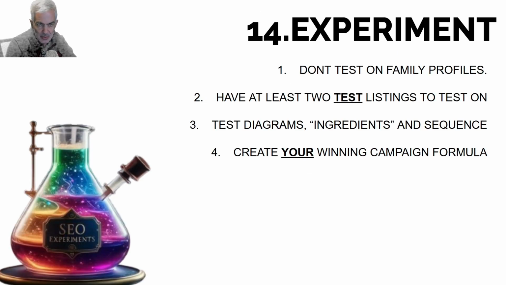14, experiment. Don't test on family profiles. Have at least 2 test listings to test on. Test diagrams, ingredients, and sequence. Create your own winning formula. That's pretty much it.